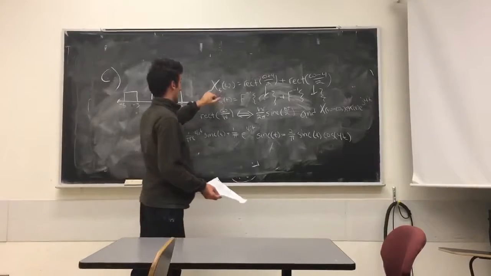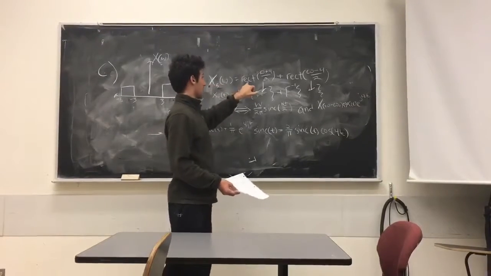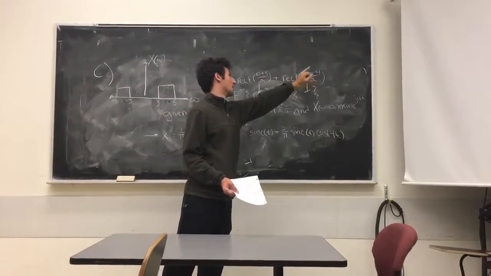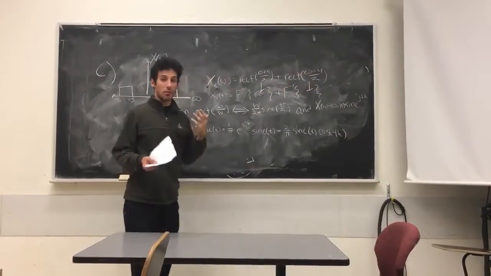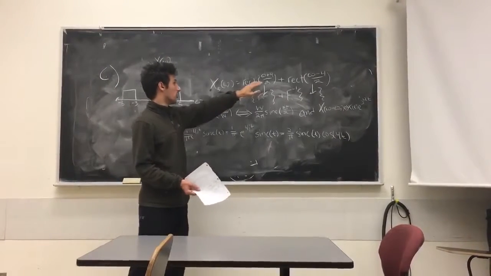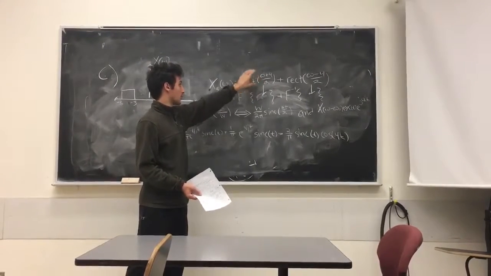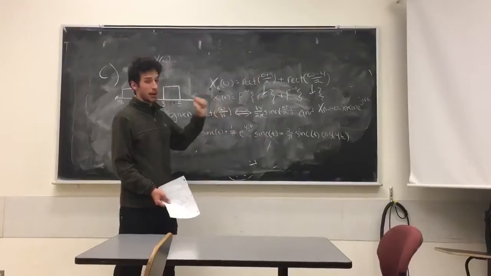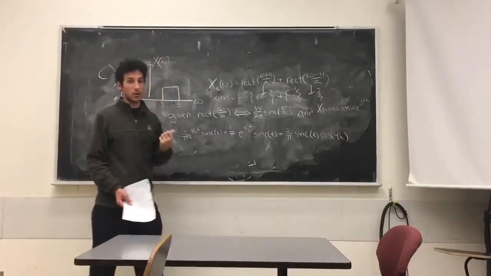So we can rewrite capital X3 as a summation of rect of (omega plus 4) over 2 and (omega minus 4) over 2. Okay, and then by linearity of the inverse Fourier transform, all we need to do is take the inverse Fourier transform of this term and this term. Simple enough. And we can do that by taking in two pieces of information that we already know.